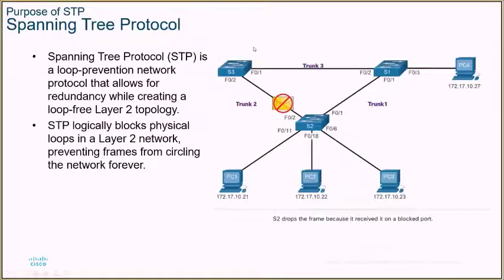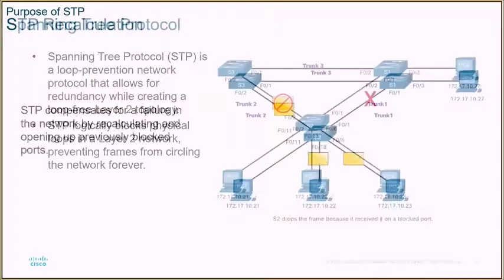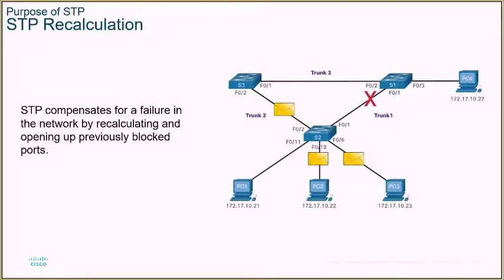And so basically here we've got redundancy. If one of these links were to break, you would still have connectivity. But of course, with all of the links active at the same time, you've got a loop. And so Spanning Tree would disable one of those links to eradicate that loop. Okay, so it compensates for a failure in the network by recalculating and opening up previously blocked ports. And so from the previous slide, of course, this one was disabled. Now this link is dead, and so it will re-enable this link so the traffic will still get through.